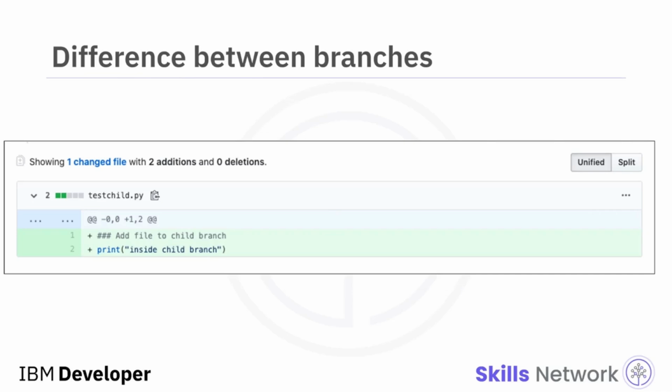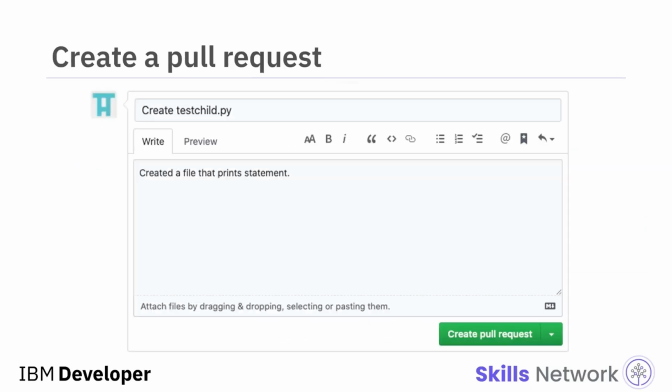If you scroll down to the bottom of the screen, you will see the comparison between both branches. It shows one file has changed and the file has two additions. The two lines you added to the file with 0 deletions. You will now create the pull request. Add the title and an optional comment.